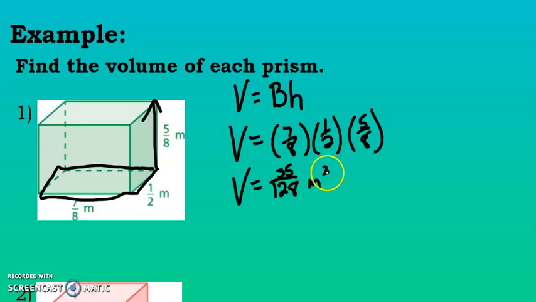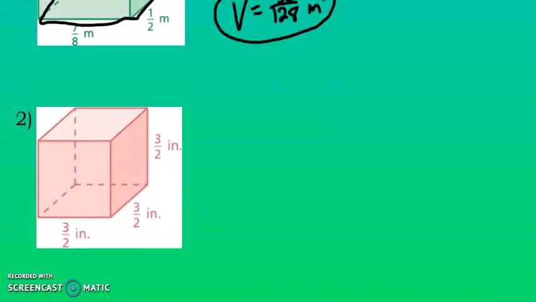That's the other thing, because we're talking about volume, we're going to cube our answer. And that's it. Now the biggest thing is to make sure you also simplify. This is already simplified. I can't go any further, so this is your final answer. Pause the video, copy this down. Alright, moving on. Number 2.